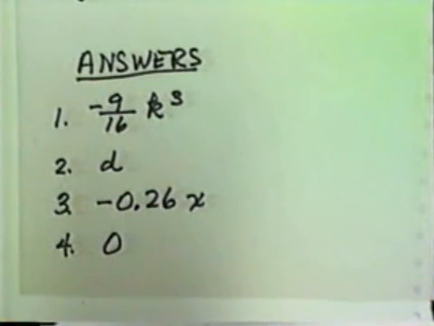Your answers should be, for number 1, -9/16 k to the third power. For number 2, d. For number 3, -2600 x, -0.26 x. For number 4, 0.